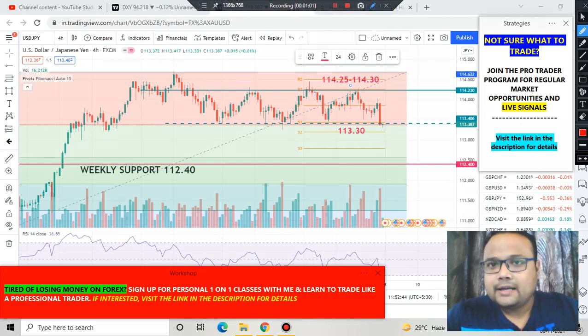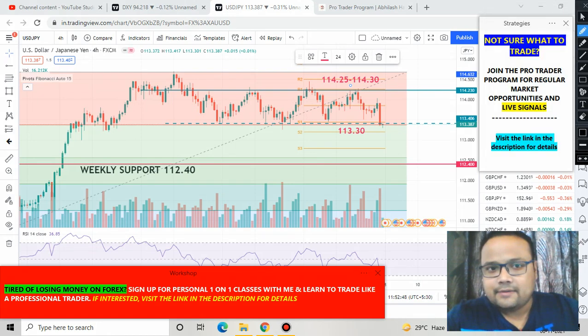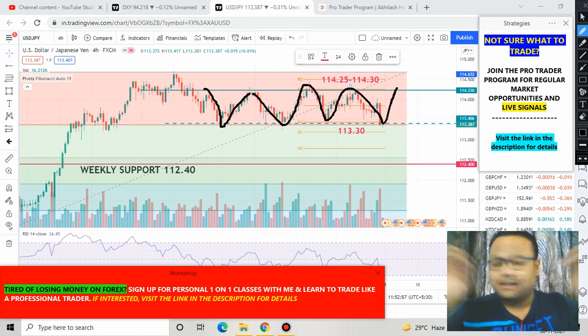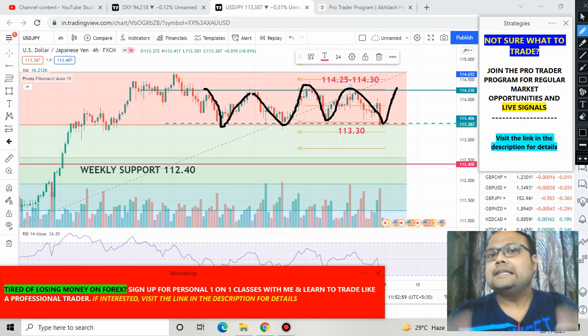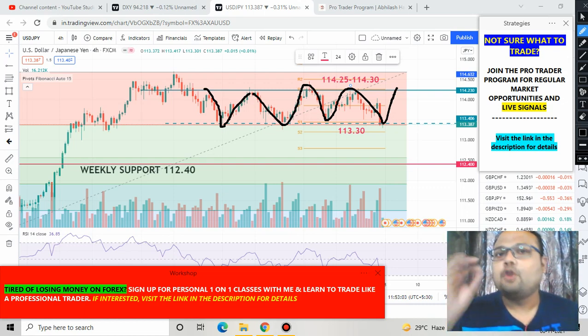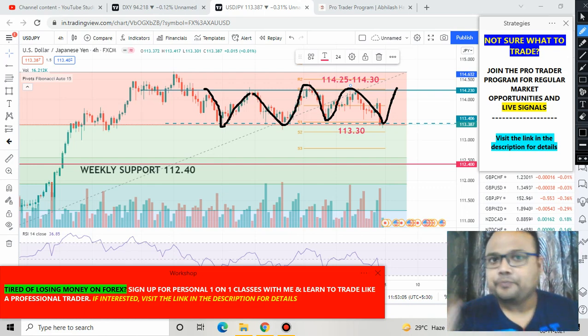And you can clearly see whenever the market is trying to go up, it is facing resistance at this level, coming down, and when it's coming down, it is getting support at this level. So in a market condition like this, things are very simple and clear to us. Short the market at the resistance and go for a buy at the support.